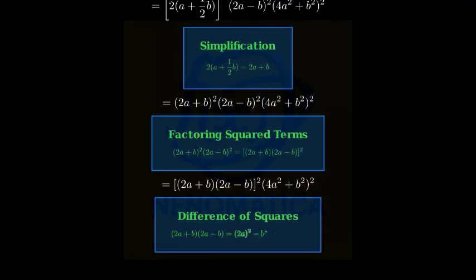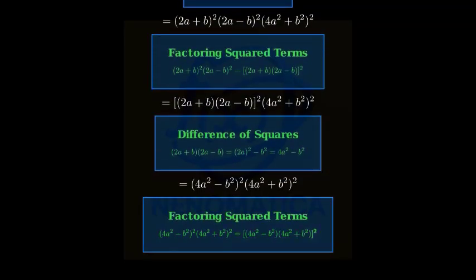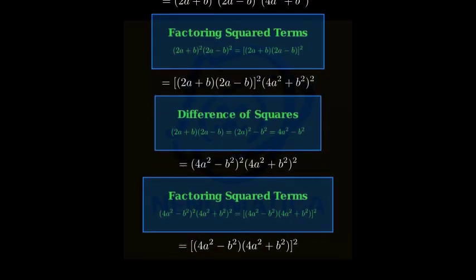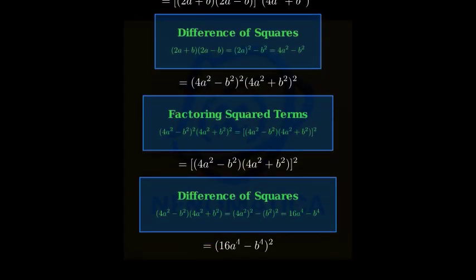Now, we'll use the difference of squares formula. (2a + b)(2a - b) equals 4a² - b². Our expression now contains (4a² - b²)² times (4a² + b²)². Let's rewrite this as the product of these terms, squared. Again, we can use the difference of squares formula in reverse. (4a² - b²)(4a² + b²) equals 16a⁴ - b⁴.